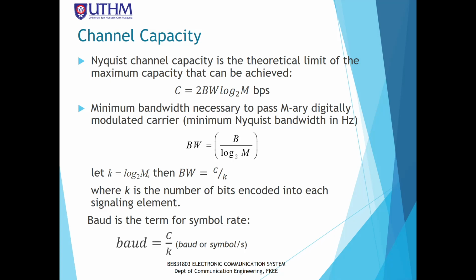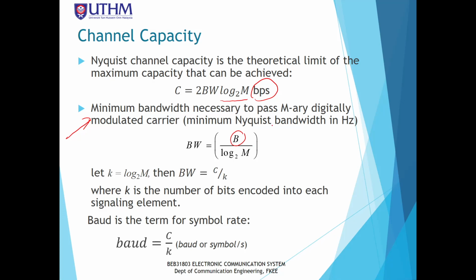So channel capacity here is defined as 2 times bandwidth multiplied by log base 2 of M, and the unit is bits per second. Okay, so bandwidth, minimum bandwidth necessary to pass an M-ary digital modulated carrier, which is equal to B, the bit rate, divided by log base 2 of M.